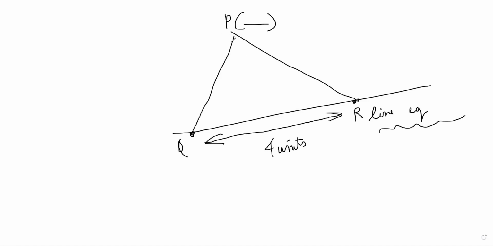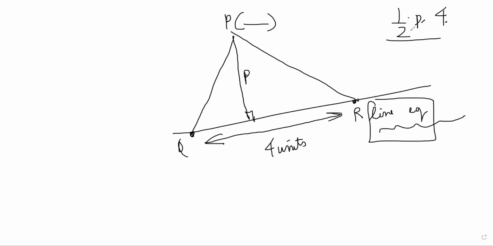Then I could have just dropped a perpendicular from P to the line, and I would have written half of that length of P into the base 4. Drop the perpendicular means I know the formula for the length of this perpendicular, from a point to a line. So there are other ways to do it also, but remember the shoelace formula method, that is very useful.